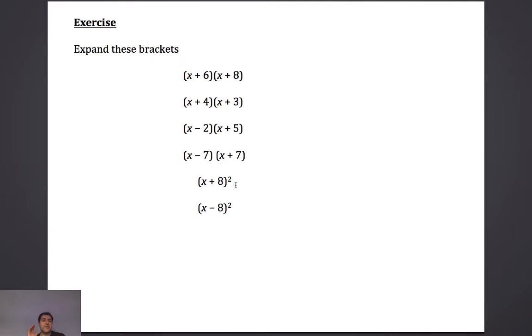Now the common mistake is to say that that's the same as x squared plus 8 squared, so just squaring each term individually. But you've got to remember that x plus 8 squared means that whole bracket times that whole bracket again. So the first thing to do would be to write that that is equal to x plus 8 times x plus 8.